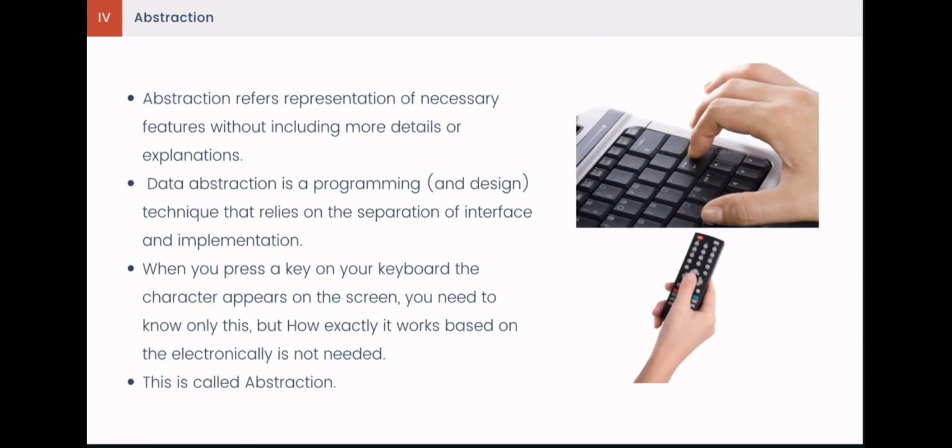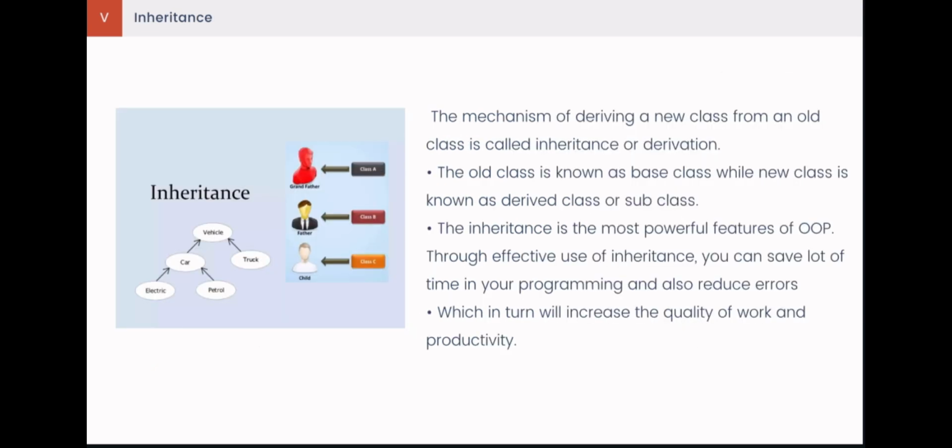Abstraction refers to the representation of necessary features without including more details and explanation. Data abstraction is a programming technique that relies on the separation of interface and implementation. When you press a key on your keyboard, the character appears on the screen. You need to know only this, but how exactly it works based on the electronics is not needed. This is called abstraction.